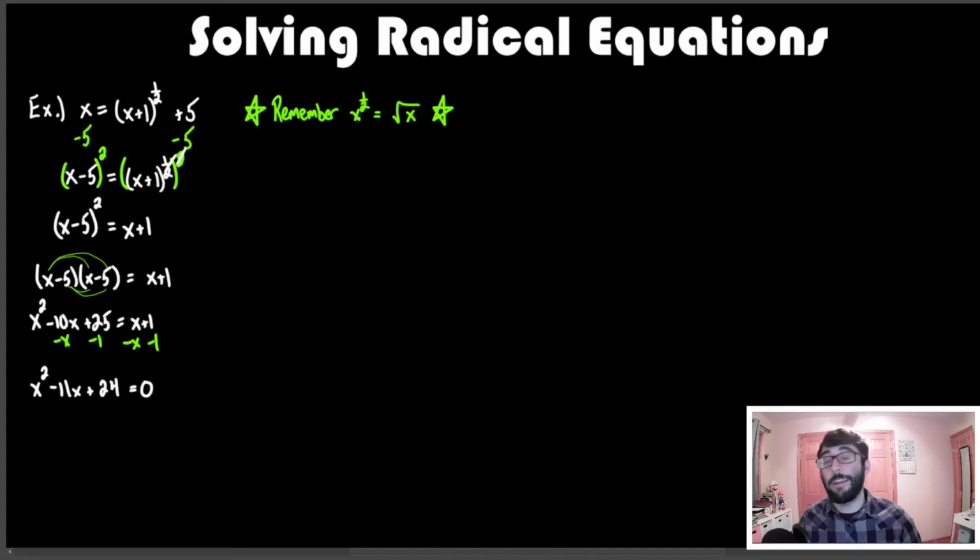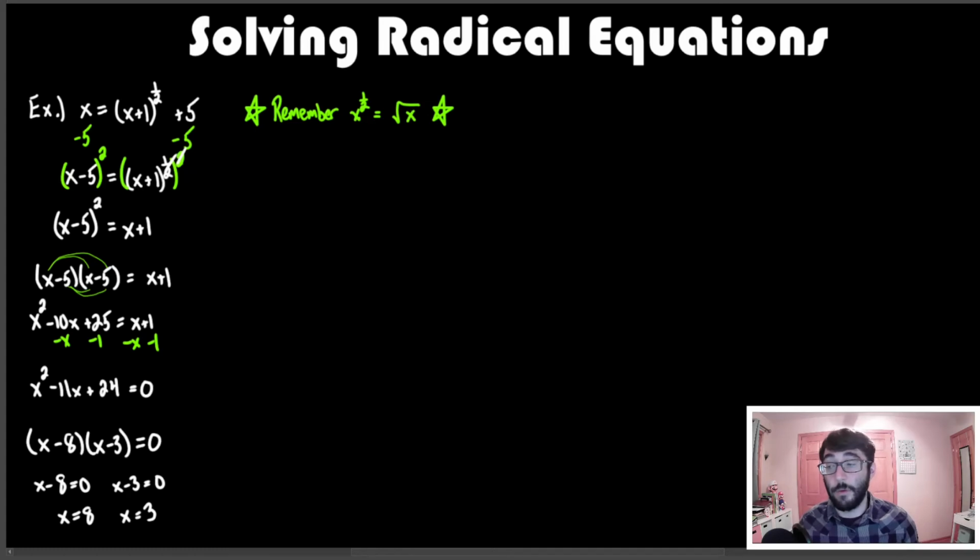I would have to subtract x from each side and subtract 1 from each side, so I get everything on one side of the equation. And from there, we have to go ahead and factor. This would factor to x minus 8 times x minus 3 is equal to 0, which means x is equal to 8 and x is equal to 3. Now, with square root equations, remember, it's extremely important to double check your answers. So you have to do that.